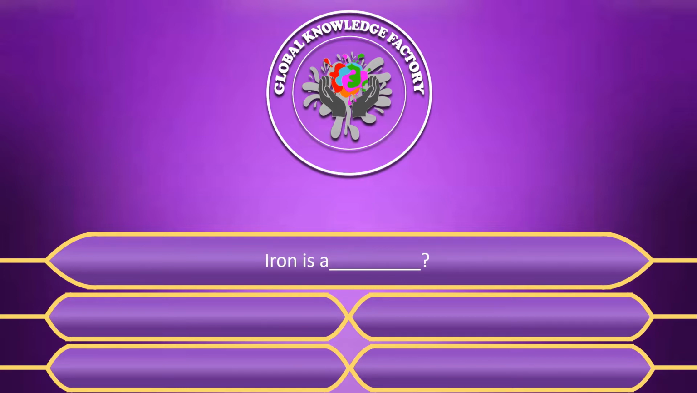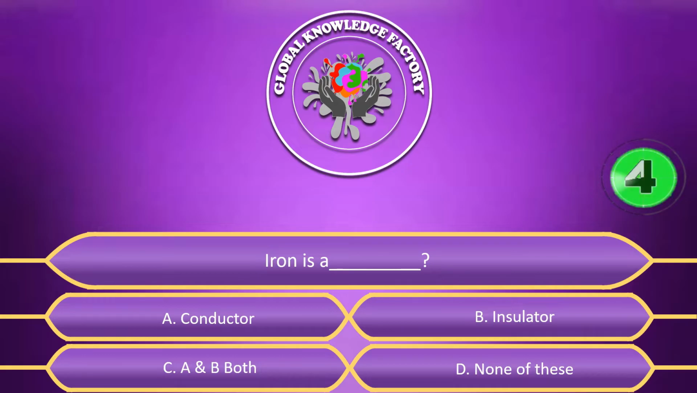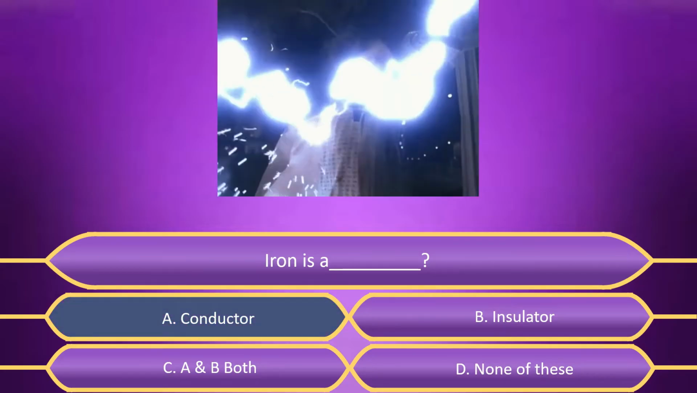Iron is a dash: A conductor, B insulator, C A and B both, D none of these. Answer is A conductor.